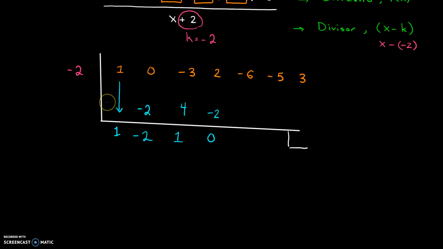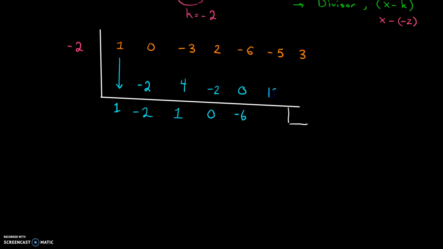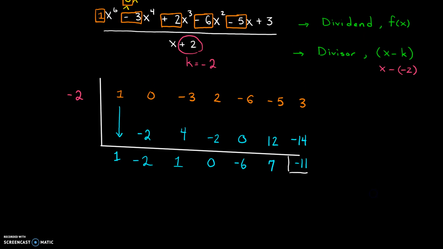And 0 times negative 2 is just 0. Negative 6 plus 0 is negative 6. Again, negative 6 times negative 2 is a positive 12. And then negative 5 plus 12 gives me a 7. 7 times negative 2 is going to give me a negative 14. And then finally I end up with a negative 11, with 3 plus negative 14. And that's pretty much it. We've already divided this polynomial.